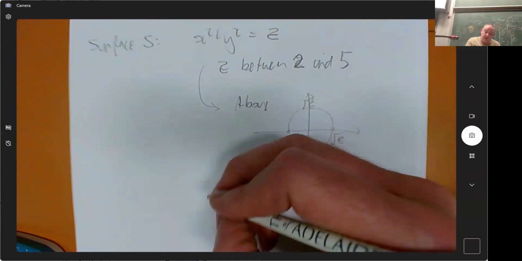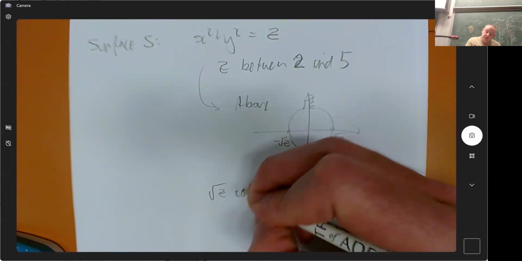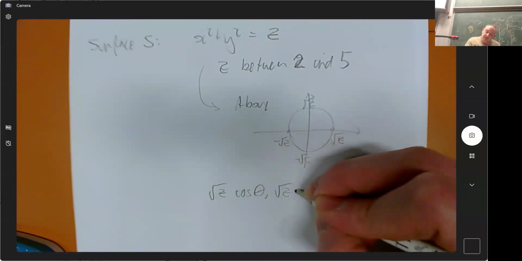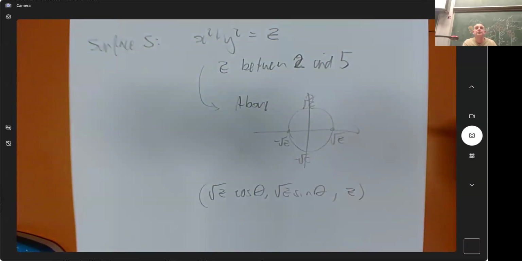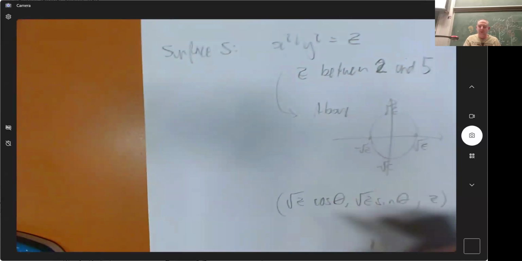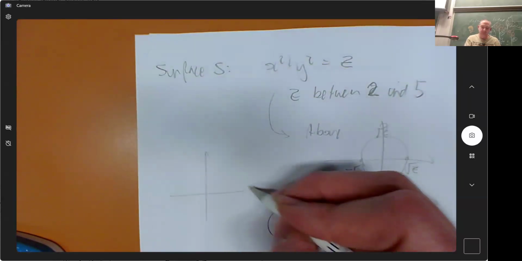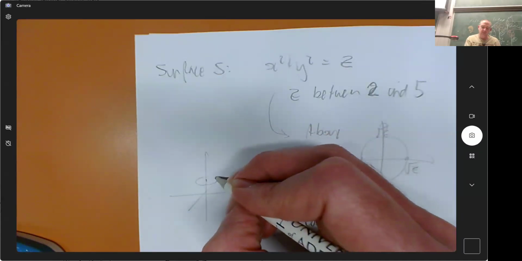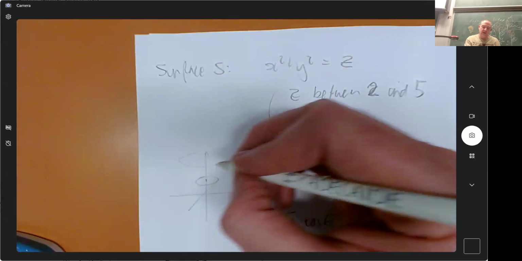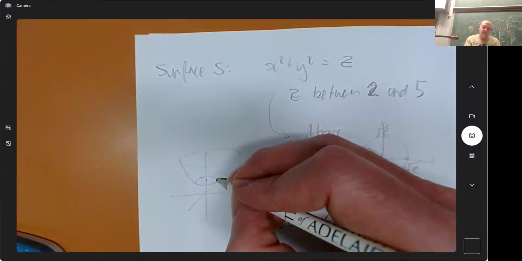Well, that's okay. It's perfectly good. It's root z cos theta and root z sine theta. And the z goes from 2 to 5. Perfectly fine. Yeah, it's kind of like a bowl, but with the bottom cut out. So here at 2, the radius is root 2. And then here at 5, the radius is root 5. It'll go something like that.